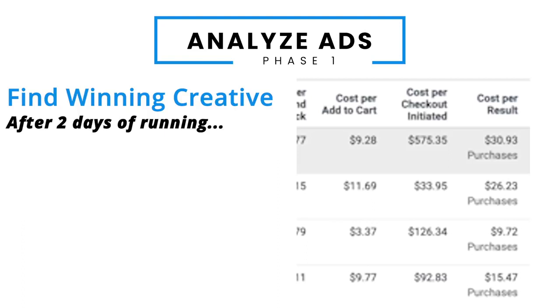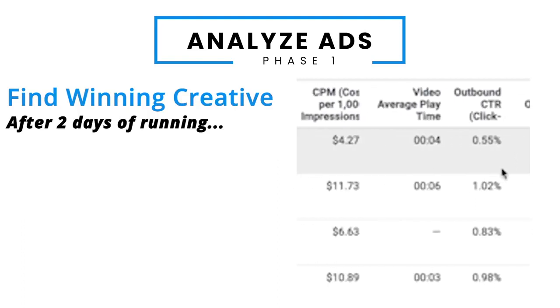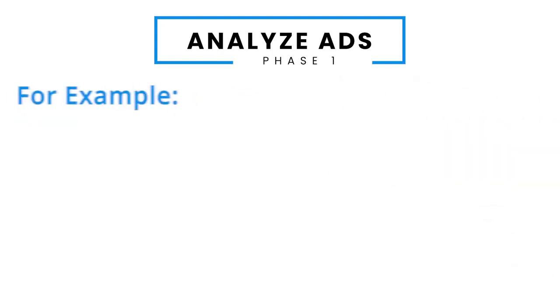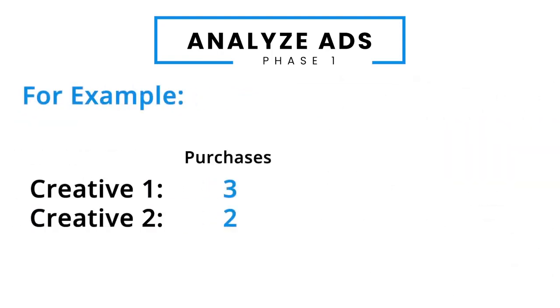To start, compare the second section of the columns from CPM to cost per result, and compare the metrics for your creatives. What you're looking for here are consistencies in these metrics that tell you that any results you have are reliable and not due to luck. For example, if you have 3 purchases on Creative 1, but only 2 purchases on Creative 2, this doesn't necessarily mean that Creative 1 is better than Creative 2.